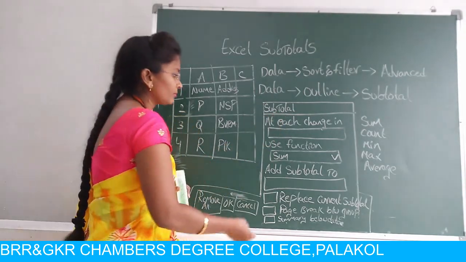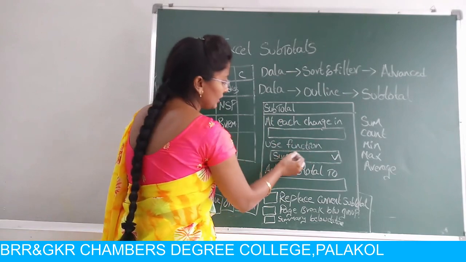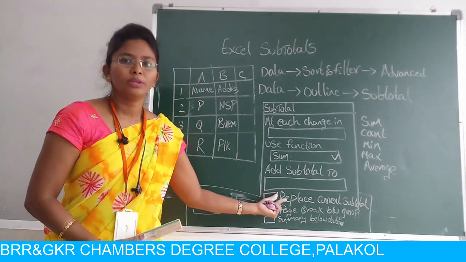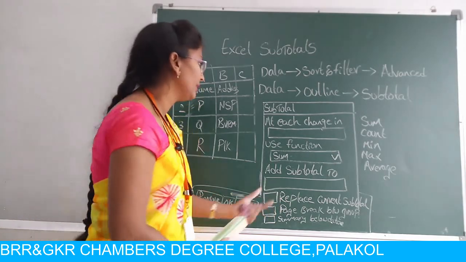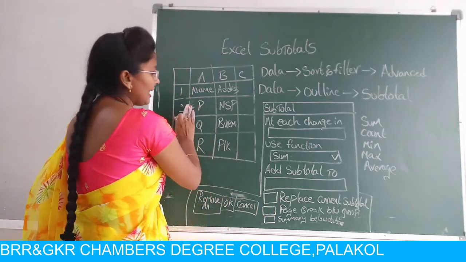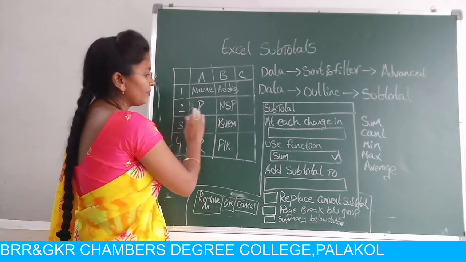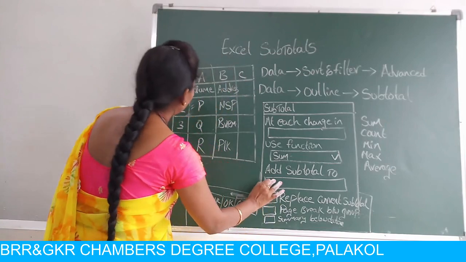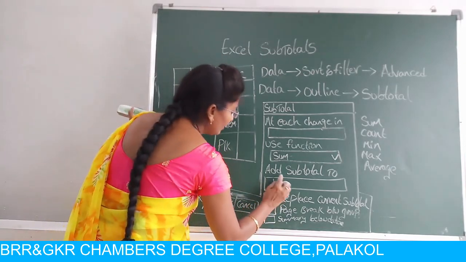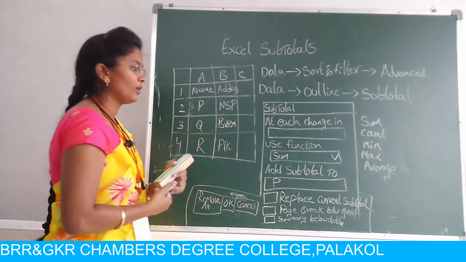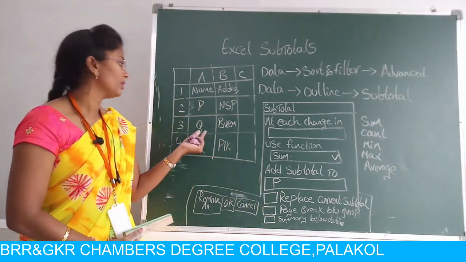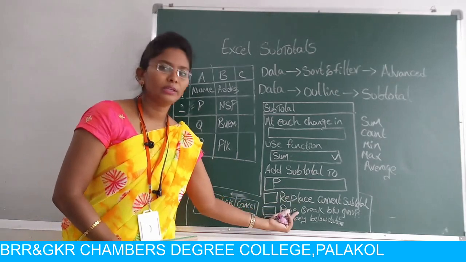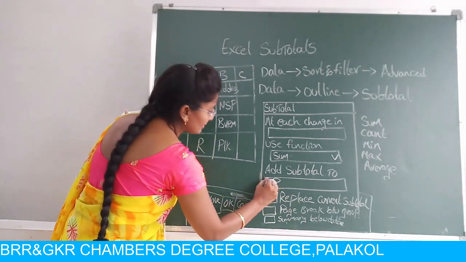And here I am using a function like the sum function. Add subtotal to means you can refer to the data over here. For example, if I am adding the subtotal here, I am selecting this A2 cell. That means in the A2 cell the data is P, and the P will be displayed over here. If I want to add another subtotal, then the Q will be displayed. The entire data will be displayed over here with the check boxes.